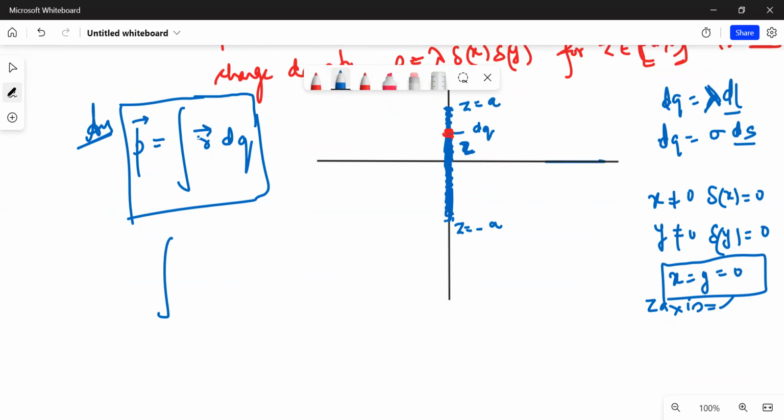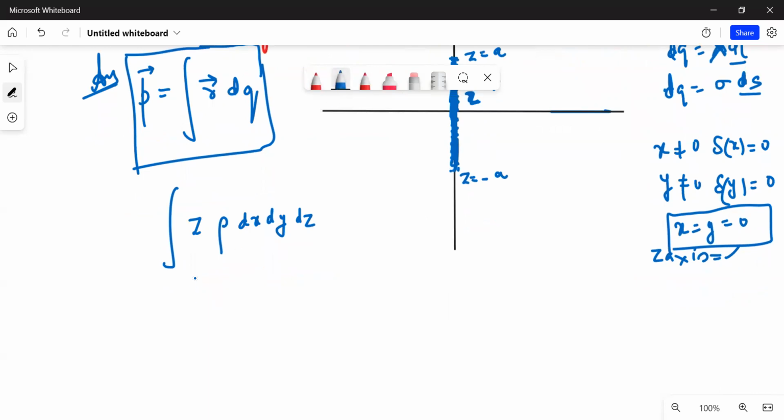So what will be your r vector? The r vector, I'm writing z. Okay, r vector would be z. And what is dq? dq would be rho dx into dy into dz. Is that clear? And what is rho? Rho is given by, I think, lambda Dirac x, Dirac y, and then you have z, and then you have dx, dy, and dz.